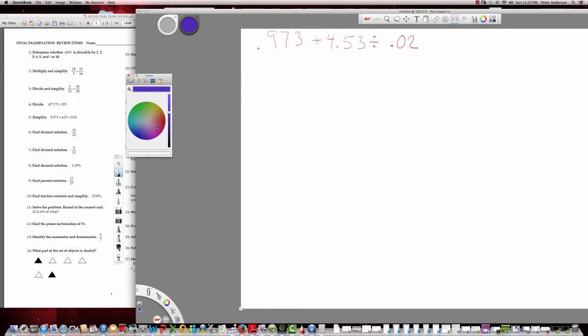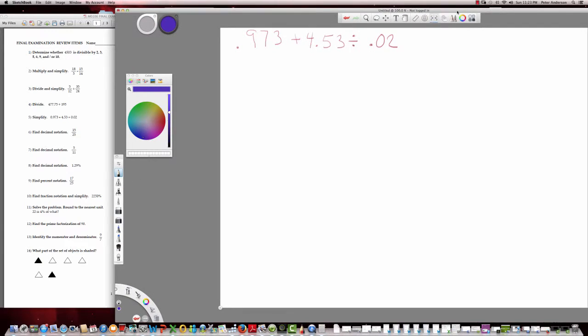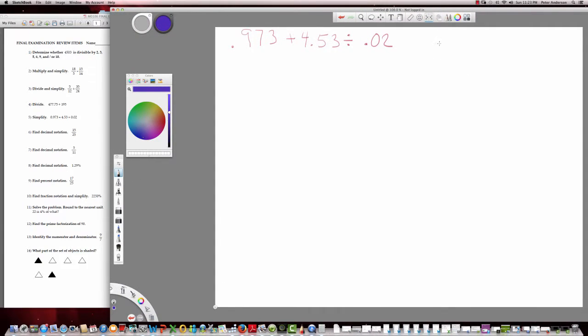Okay, so how do we go about doing this? How do we approach this problem? Well, you should be thinking about the acronym PEMDAS. And what does PEMDAS stand for? Why do we talk about PEMDAS? PEMDAS is all about order of operations, okay? So it tells you the correct order of solving problems.